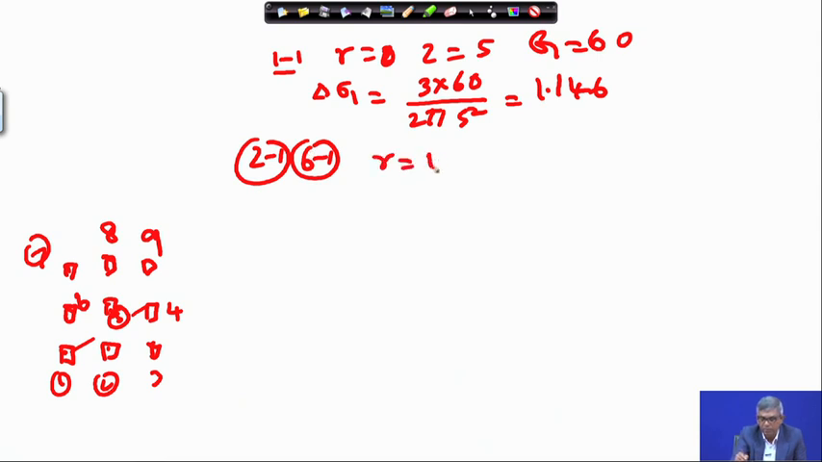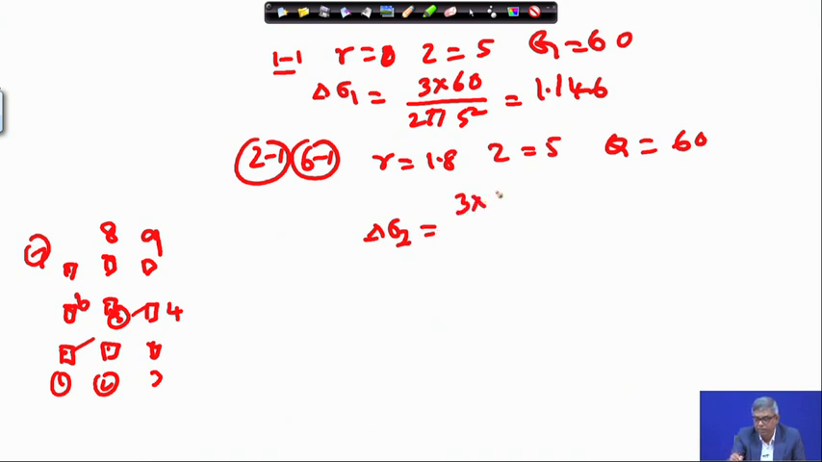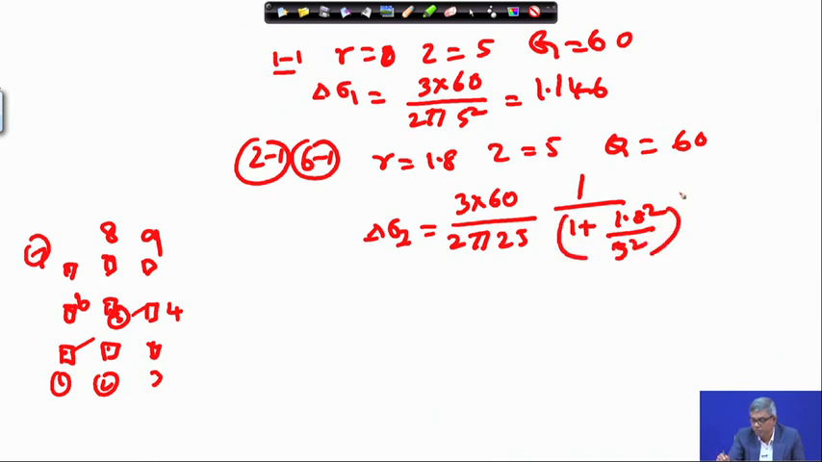Now, 2 to 1 or 6 to 1, that is the same. In that case r will become 1.8, z is the same 5 and q is the same 60. So, in that case I will get delta sigma z, suppose I give the name sigma 2, as 3 multiplied by 60 divided by 2 pi z square 25, times 1 by 1 plus 1.8 square divided by 5 square to the power 5 by 2. So, if I do this calculation, I get a value equal to 0.845.